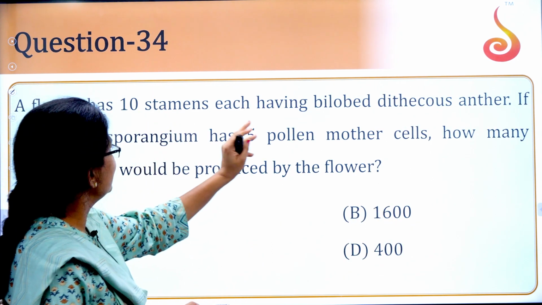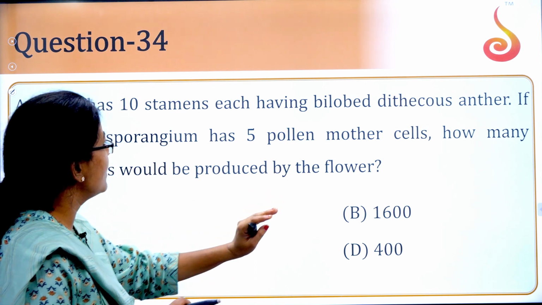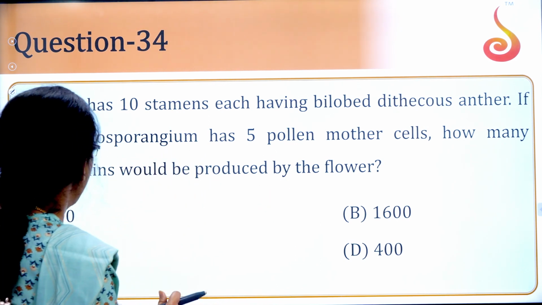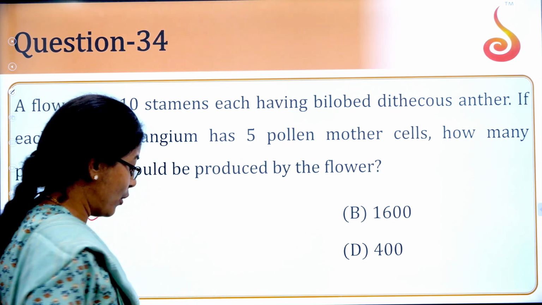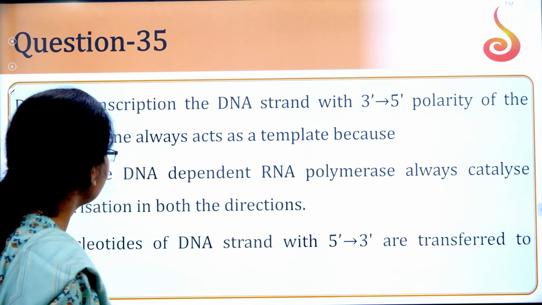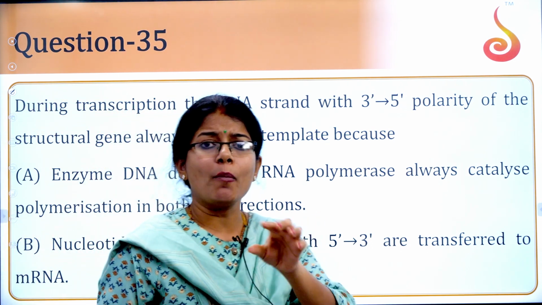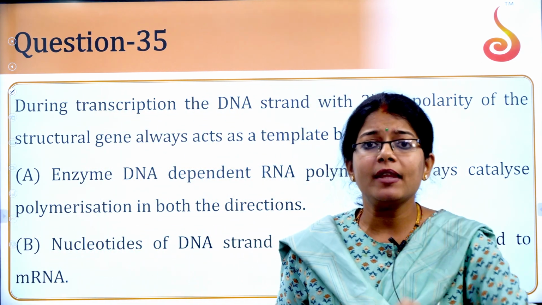A flower has 10 stamens, each having a bilobed, dithecous anther. Each microsporangium has 5 PMCs. How many pollen grains? If you calculate, you get the answer. That is option A. During transcription, in the formation of RNA from the DNA.